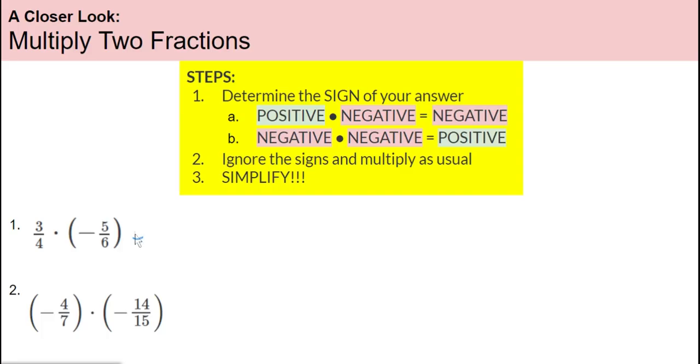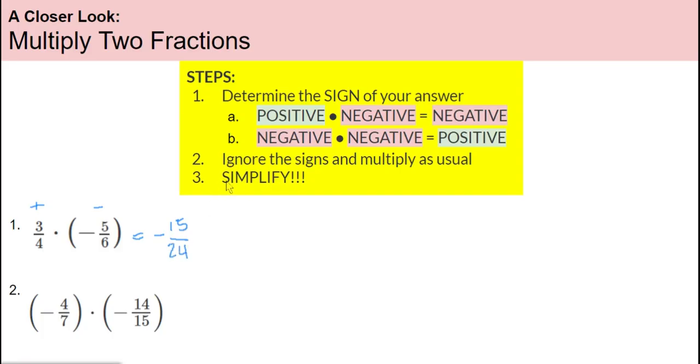All right, I have one positive fraction, one negative fraction. I have a positive and negative. My answer is going to be negative. Okay, and all we need to do is ignore the signs and multiply as usual then. So I'm just going to ignore the signs when I multiply. 3 times 5, forget the sign. 3 times 5 is 15. 4 times 6 is 24.